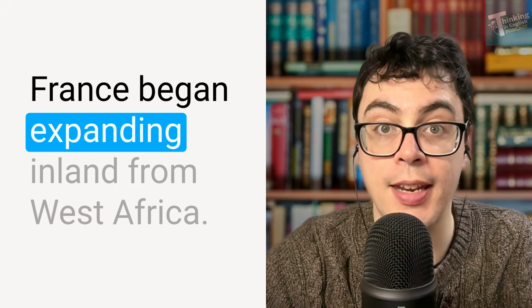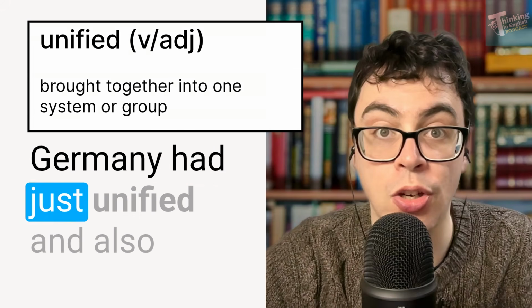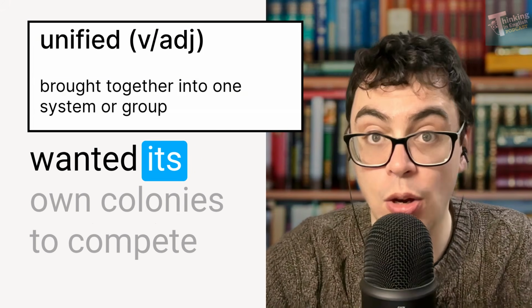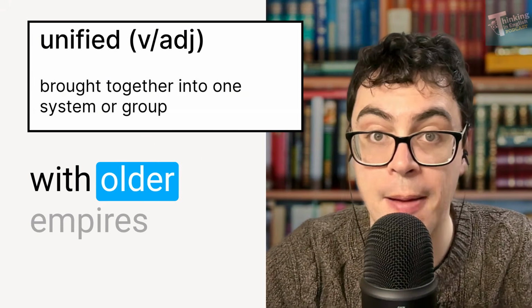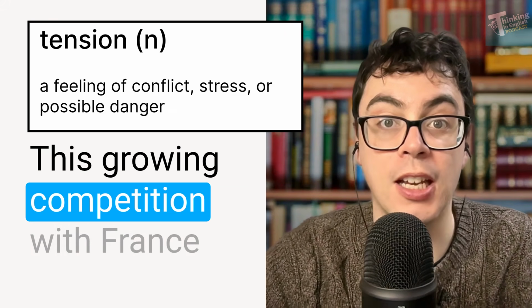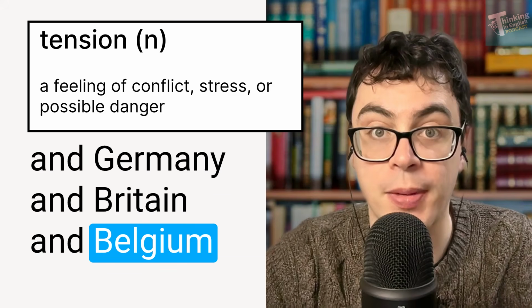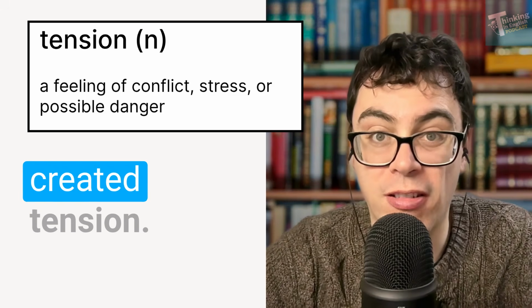France began expanding inland from West Africa. Britain was becoming more involved in Egypt. Germany had just unified and also wanted its own colonies to compete with older empires like Britain and France. This growing competition, with France and Germany and Britain and Belgium expanding their control, created tension.